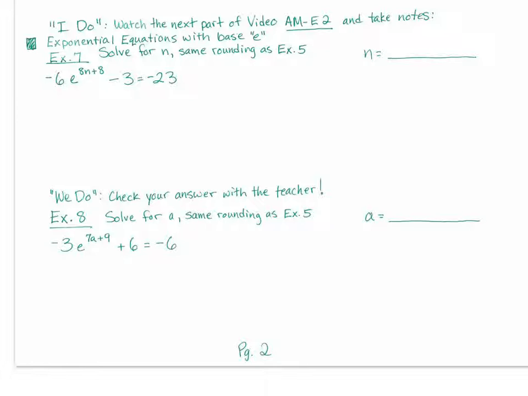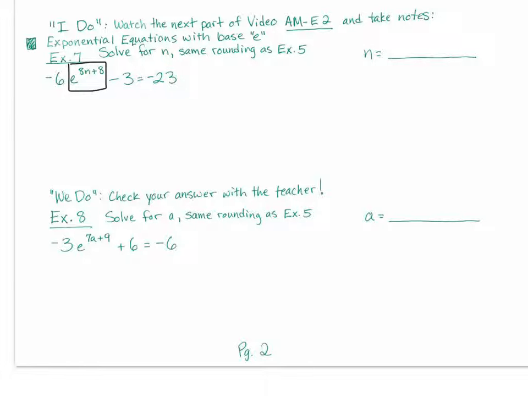Next we're going to look at this equation, and if we want to get our n alone, we notice that our n is in the exponent, so we first want to think about isolating the exponential part. That's this whole entire expression right there, e to the 8n plus 8. That's our goal, to get that alone. So we're just going to use algebra to peel away the layers here.